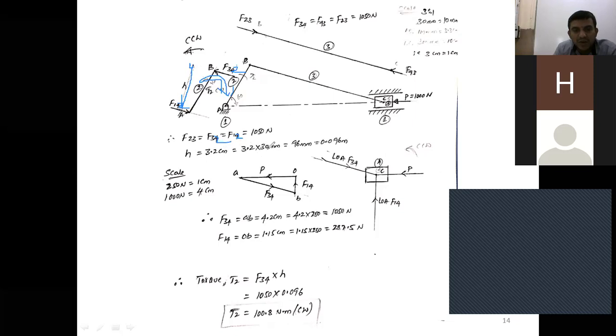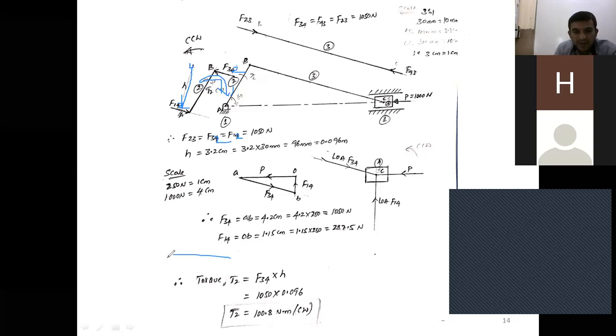The 3.2 into what is 1 centimeter you have chosen here? 1 centimeter is equal to 3 centimeter, or 1 mm is equal to how much? 30 mm. Now substitute here. Now we'll get 96 mm, that is converted into meter. That is the perpendicular distance.